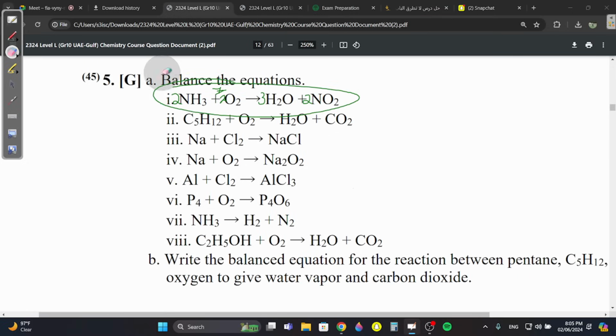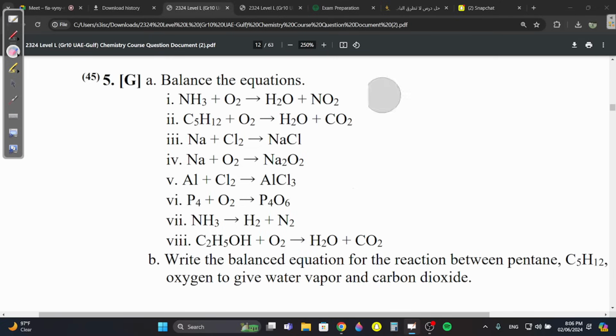If they want whole numbers, the easiest way I like to do it is, after you get the fraction, you just multiply the whole equation by 2 to get rid of the fraction. It becomes 4 here. When you multiply by 2, you get rid of the fraction. This 3 becomes 6, and this 2 becomes 4. That's what I like to do when I'm working with a fraction.